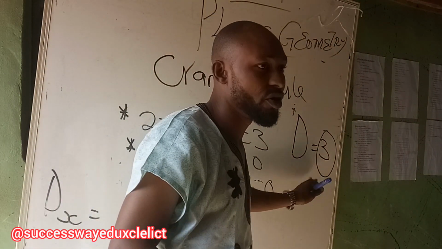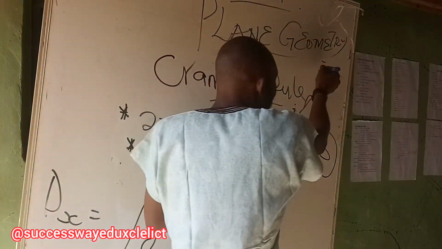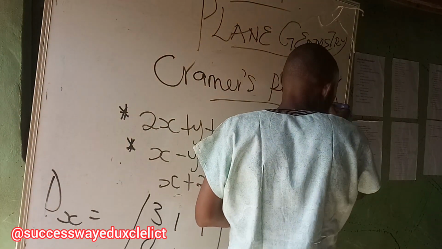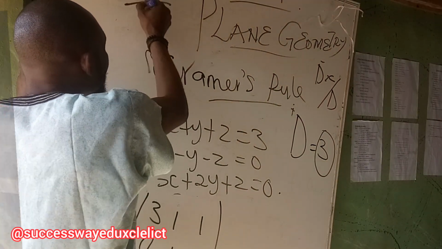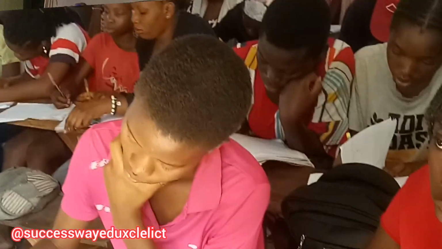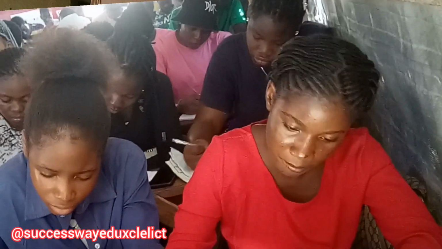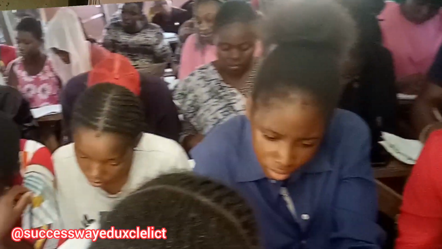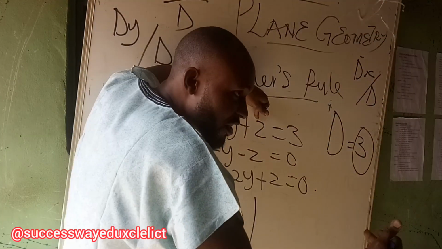We've gotten our overall determinant. I told you that the formula is, if you are looking for x, it will be the determinant of x all over the overall determinant. If you are looking for z, it will be the determinant of z all over the overall determinant. Likewise, if you are looking for y, it will be the determinant of y all over what? The overall determinant. The first step we took was to solve for what? The overall determinant, which we got as 3. Keep it aside. Now the question is, look for the value of x, y, and z respectively.